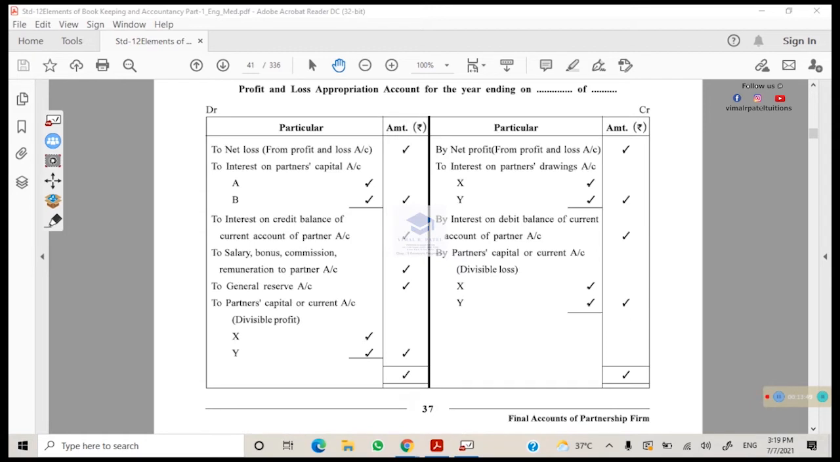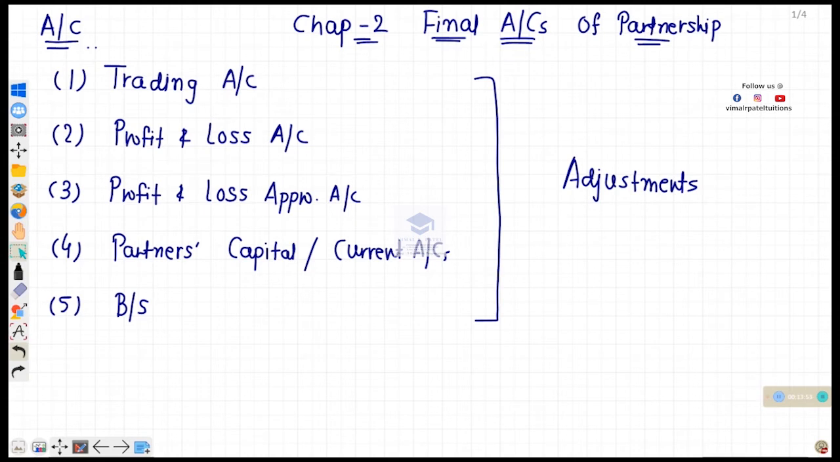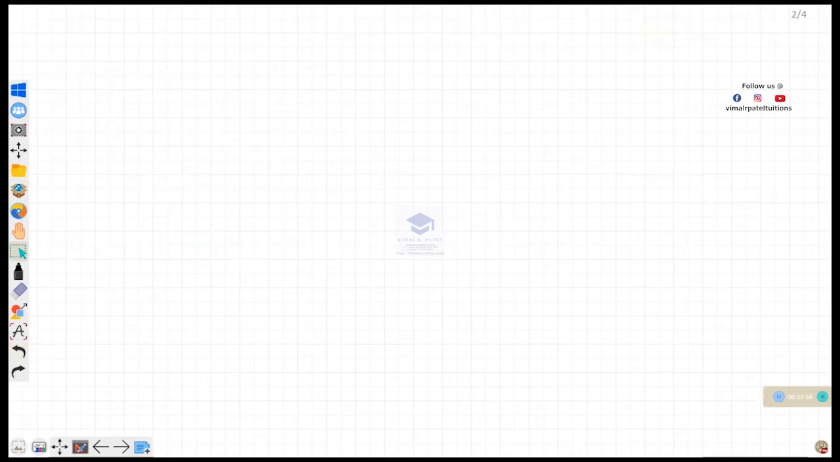Now, the main part, adjustment, or additional information. These are such transactions which have not been recorded at the time of preparing the trial balance. But before preparing the final account, we have to give effect to the adjustment. Each and every adjustment will have at least two effects. Some adjustments will have 3 effects, some 4 effects, 6 effects, it depends. But there will be at least 2 effects. One debit, the other credit.